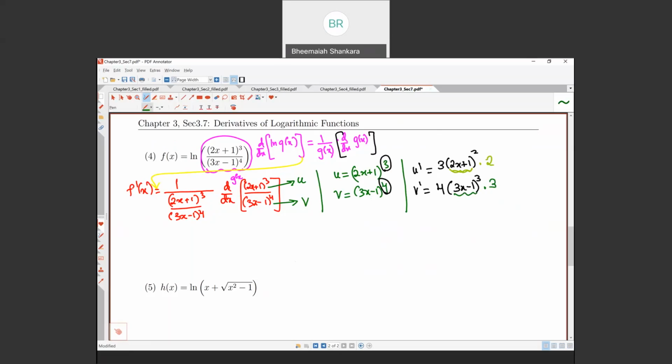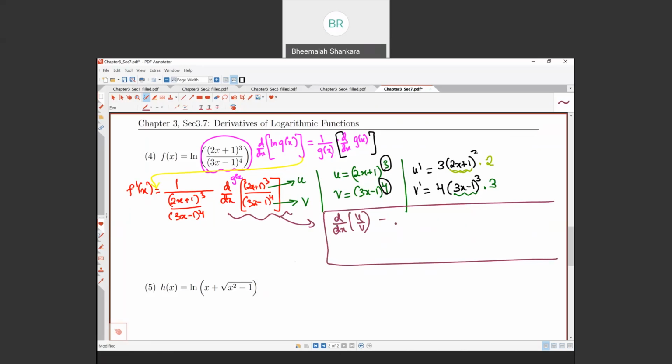Now you want to plug all these into the quotient rule formula. So to derive this particular function, you have to do a quotient rule. So let me write the quotient rule. d/dx of u over v is v squared, square the denominator, always start with the denominator v, then write u prime v minus u v prime. So let's plug in all the functions and the derivatives here.